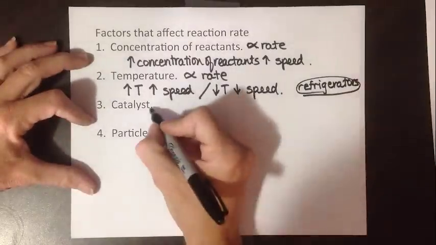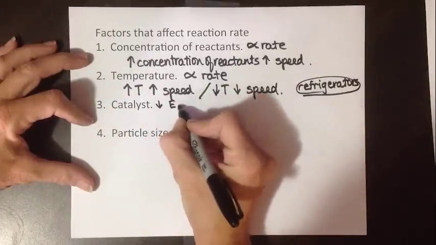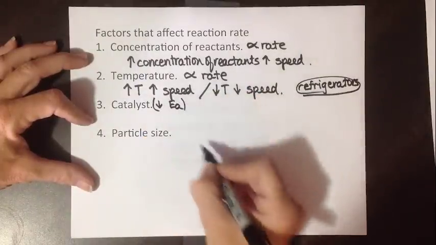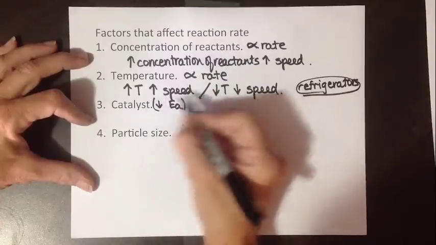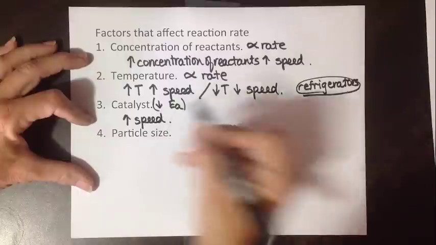Catalyst. Well, we just saw that it lowers the activation energy. So we know that that's how it's working. So catalysts increase the speed of a reaction.